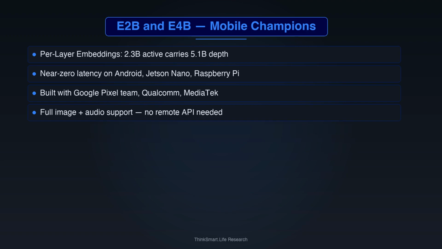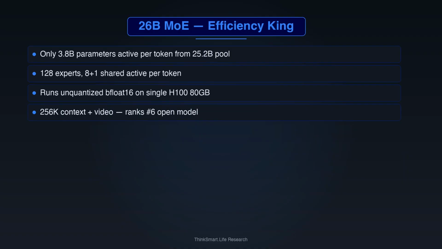26B mixture of experts. Efficiency king. Only 3.8 billion parameters are active per token out of a 25.2 billion pool. Uses 128 experts with 8 plus 1 shared active per token. Runs unquantized bfloat16 on a single H100 80GB GPU. 256K context window plus video support, ranks number 6 among open models.